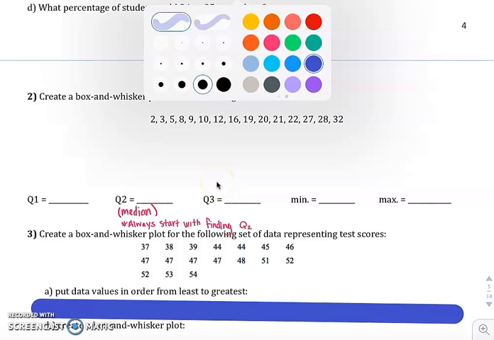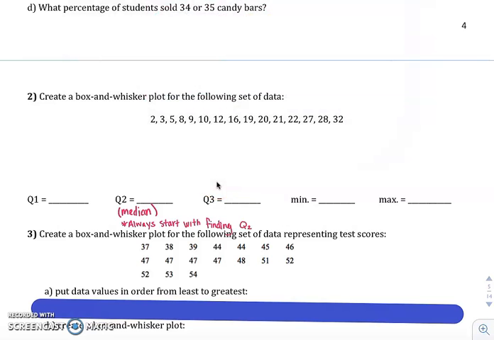All right, so let's look at number 2 now, and it's asking us to create a box and whisker with your data values given. So this one starts it off nicely because it's already in order for us. 2, 3, 5, 8, 9, 10, 12, 16, 19, 20, 21, 22, 27, 20, 32, all in order. So when you guys are trying to find these values, the minimum and the maximum are always the easiest. The minimum is the lowest value, so you can right away, without even doing anything, say minimum's 2, maximum 32.